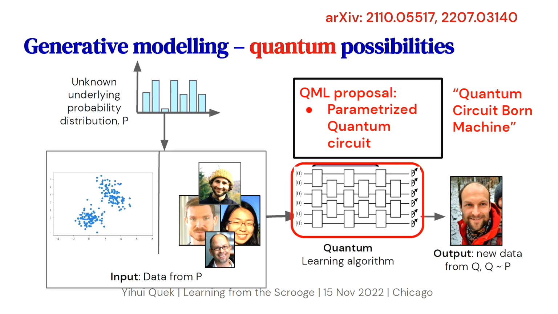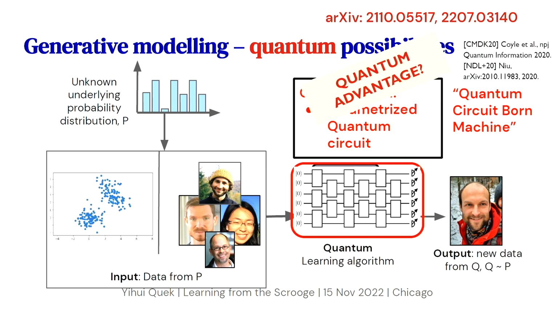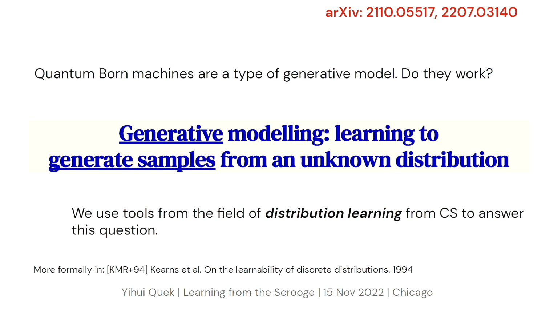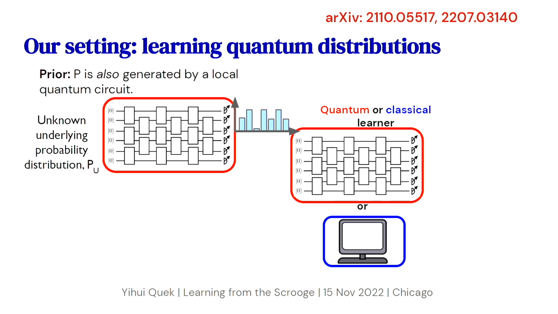And recently, there has been this proposal for quantum circuit Born machines, which replace the classical learning algorithm with a quantum learning algorithm, namely a quantum circuit. And there is some hope that if you do this, you might be able to get a quantum advantage because quantum circuits are more expressive. They can express more concepts relative to classical circuits. As I said just now, we're interested in whether this claim of quantum advantage is actually true, because this claim was only empirically demonstrated, and there were no rigorous guarantees about it prior to our work. So we use tools from the field of distribution learning to answer this question of whether quantum generative models or quantum Born machines actually work. In our setting, we are interested in when the unknown probability distribution is also generated by a local quantum circuit. Now, why do we make this assumption?